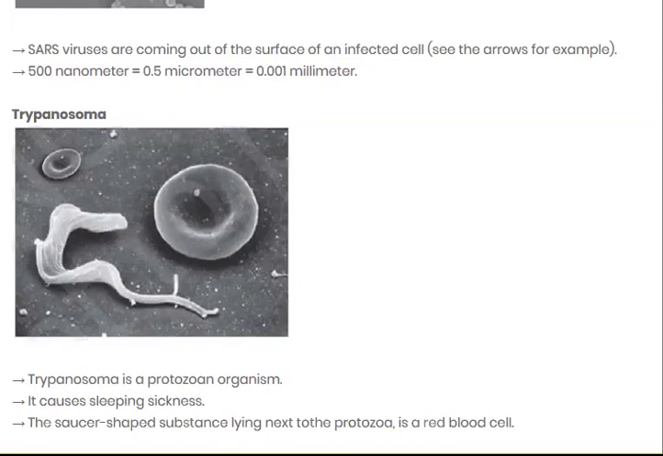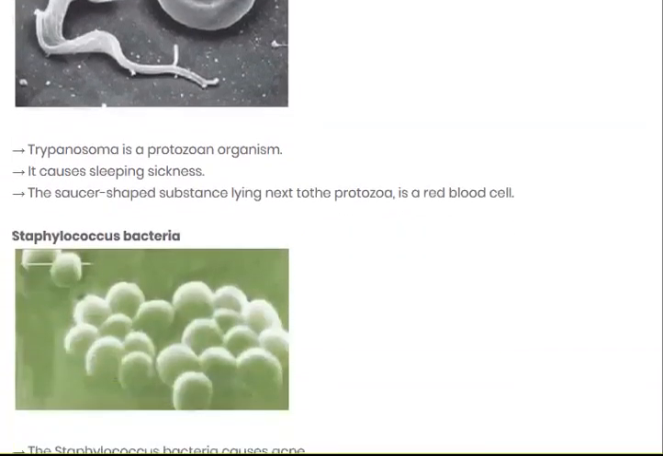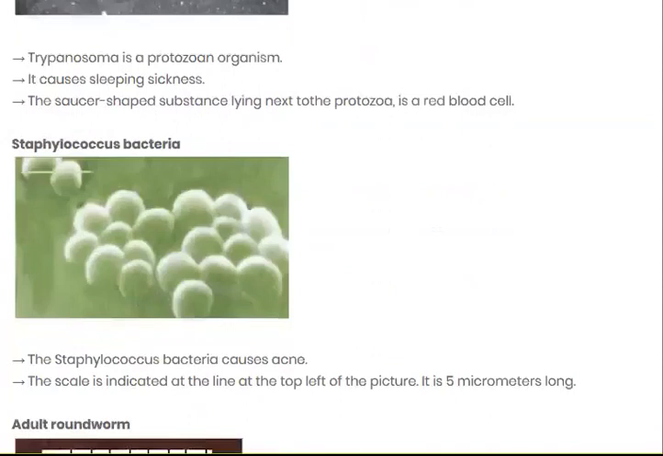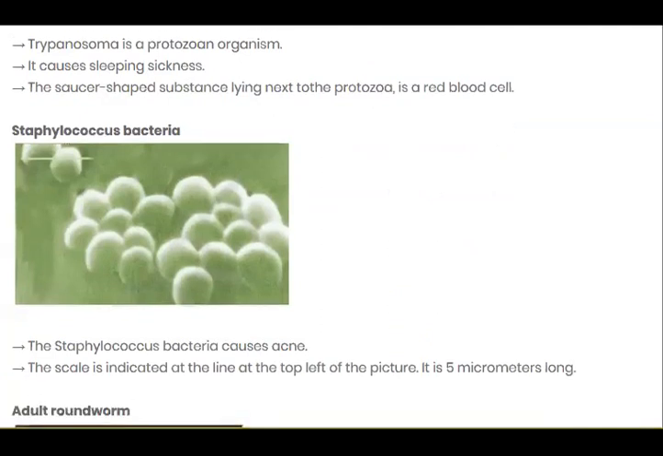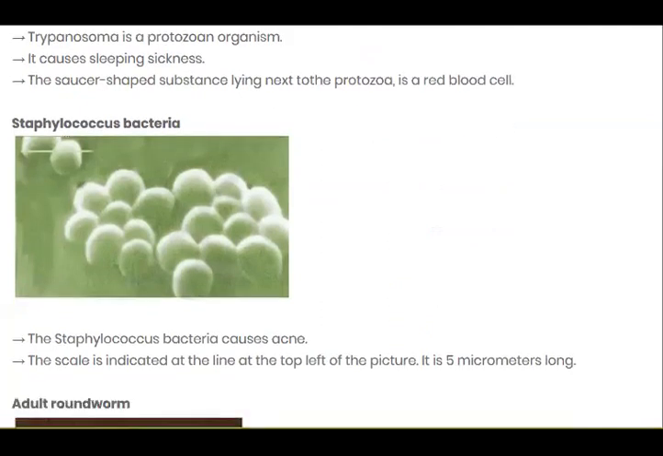The next one is a bacteria that is called the Staphylococcus bacteria. The Staphylococcus bacteria causes acne. What are acne? Like you have pimples on your face. Some dark brownish or blackish spots may come in your skin. They are called acne. They are caused by the Staphylococcus bacteria. And these acne you usually get along with the pimples on your skin.